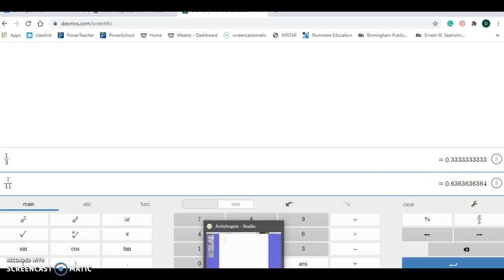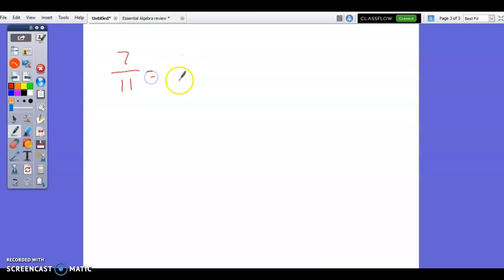So how I would say that is 0.63. And then I would put a line over the top. All right, let's try another one. So what if I said no calculator and you had to go from 0.57 and I wanted you to write that as a fraction? Go ahead and pause it here and try that one.